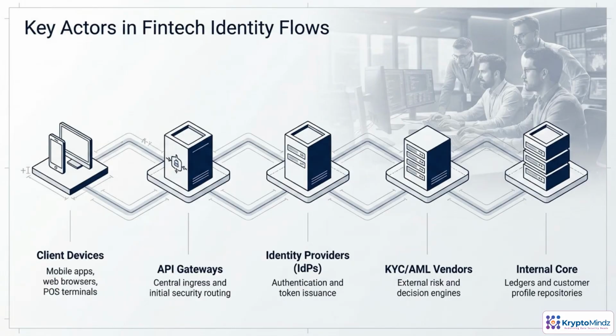In most fintech identity flows, think about a chain of actors passing trust along. The user starts on a client device, usually the weakest, least trusted environment. API gateways form the first enforcement layer. They terminate TLS, apply basic checks, and shield downstream services. Identity providers handle authentication and issue tokens that represent who the user is. KYC and AML vendors enrich that identity with risk signals. Finally, internal core systems consume all of this to update ledgers and customer profiles.